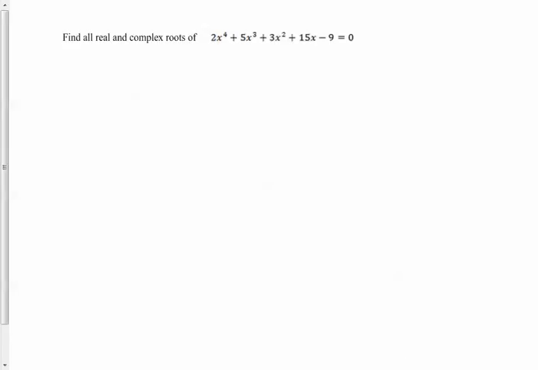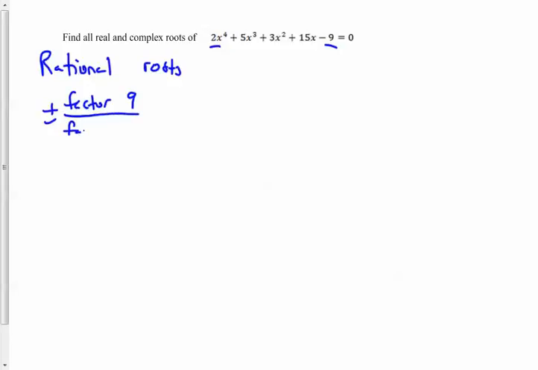So first thing I want to check for is the rational roots here. Again, we're looking at that last coefficient over that first coefficient. It's in the form of plus or minus a factor of 9 divided by a factor of 2. So we should have plus or minus. Factors of 9 are 1, 3, or 9. Factors of 2 are 1 or 2.